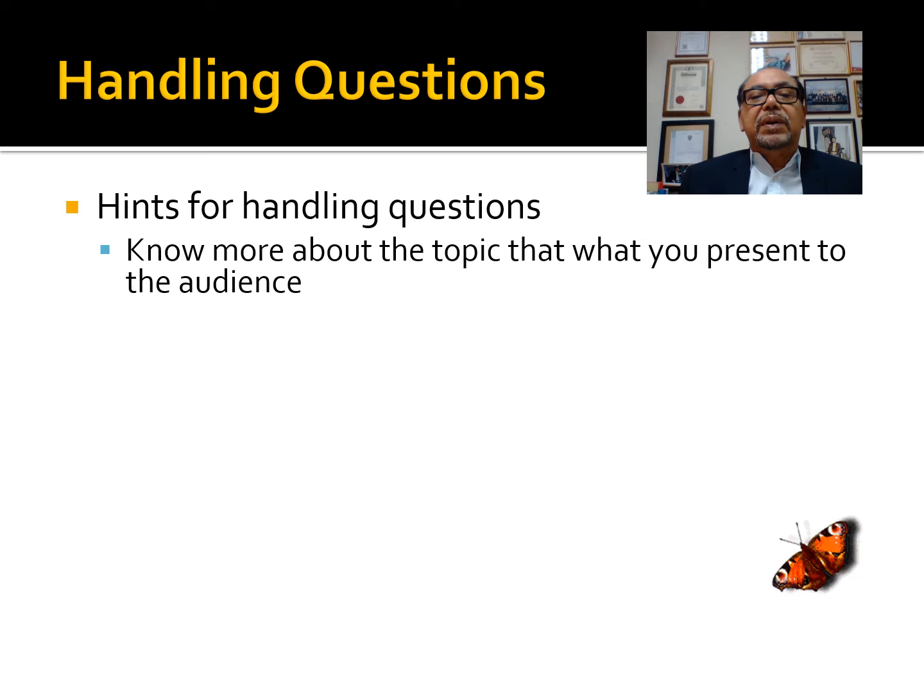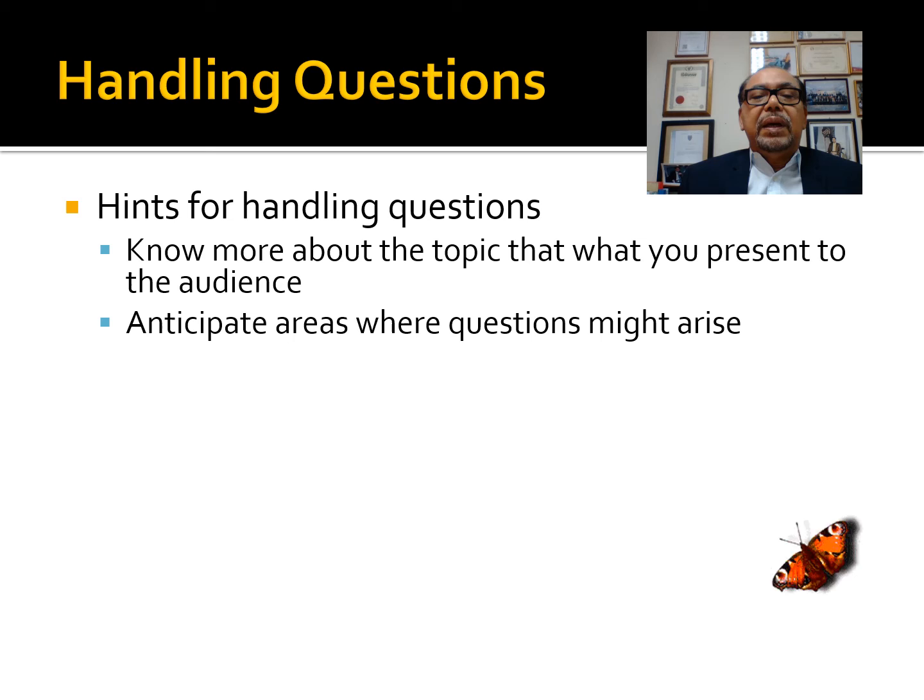Know more about the topic that you present to the audience. Anticipate areas where questions might arise. Besides the topic you want to present, you must read more on the subject matter. That's what we're trying to say. So that when people ask more, you can also answer, because you have read more widely on the subject matter. You can answer not only what you have prepared, but also what is outside that, which is connected to the subject matter.